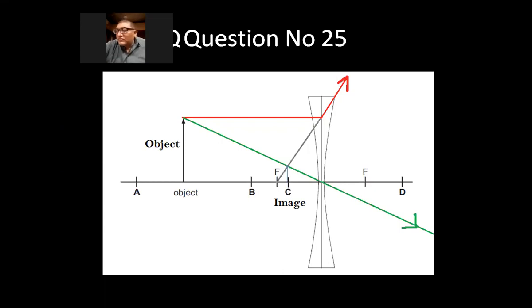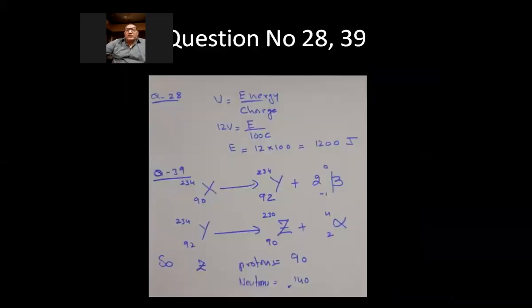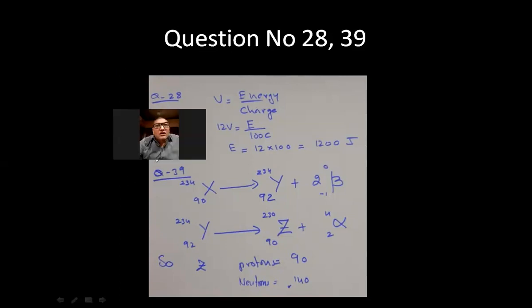So you know the voltage. The voltage is equal to energy divided by charge. 12 volt equals energy divided by 100 coulombs. So 12 multiplied by 100 will be 1200 joules. So the energy will be 1200 joules. Very simple and straightforward question. If you know the formula, then I hope there will be no problem.